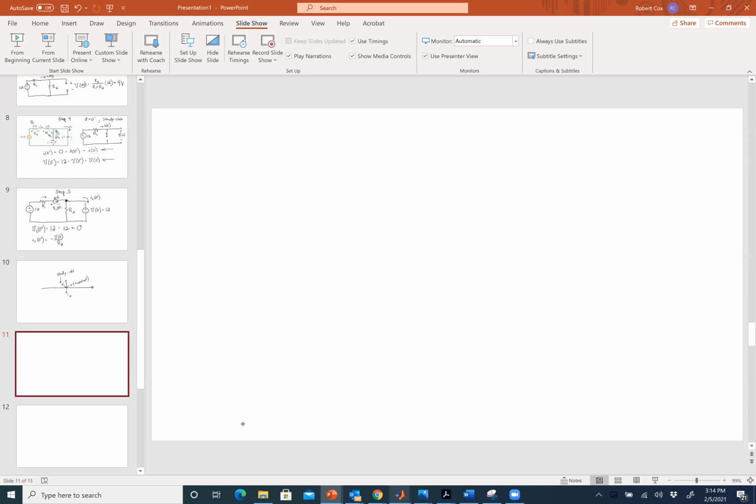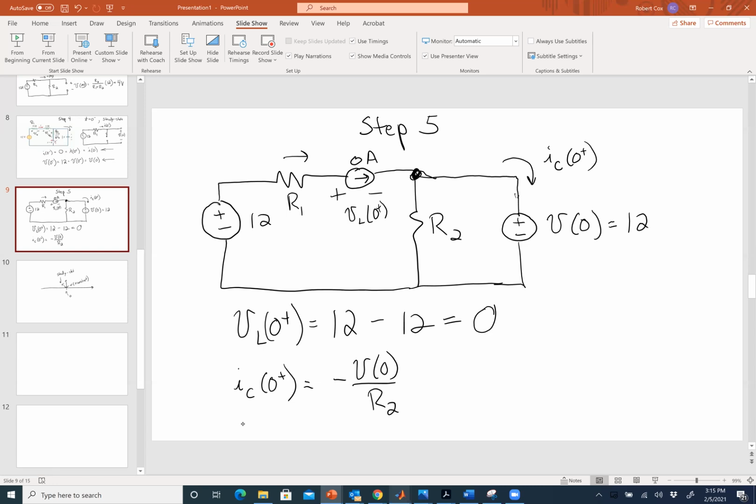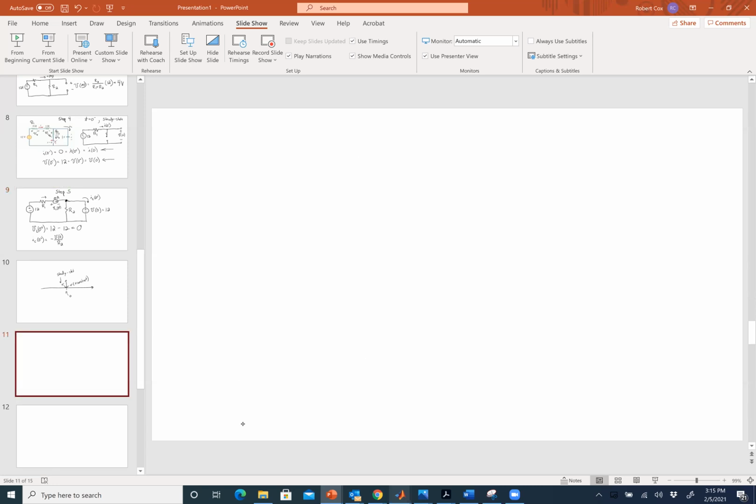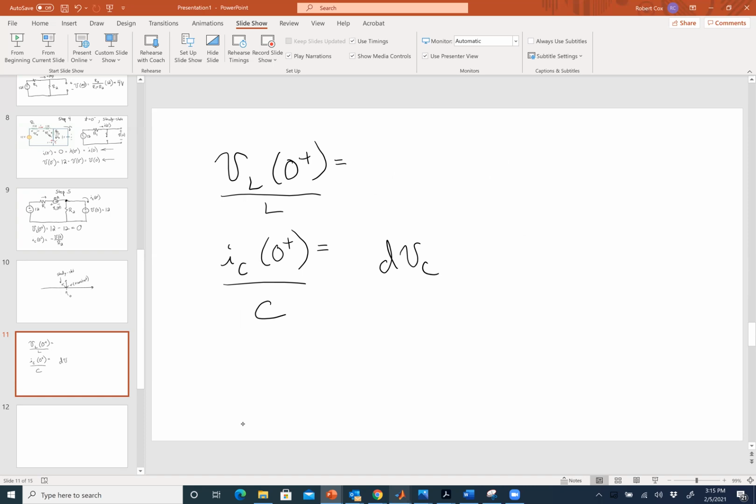All right. At this point, I'm not quite fully done with my step 5. What I have now is VL of 0 plus and IC of 0 plus. Okay. I needed to use these to find the derivatives, right? So what we said is VL over L and IC over C. This is dVC by dt of 0 plus, and this guy is dIL by dt of 0 plus.